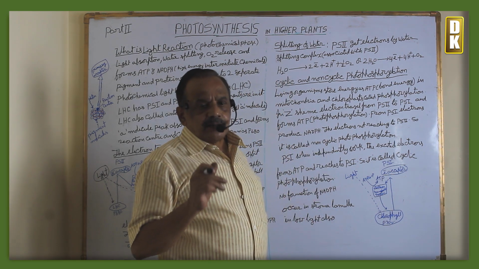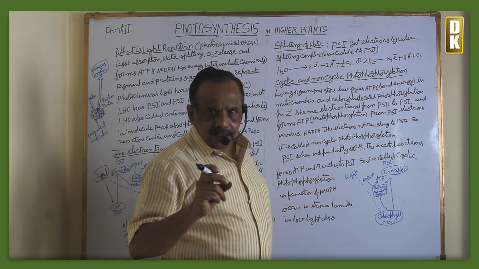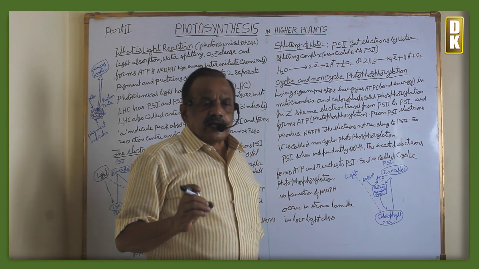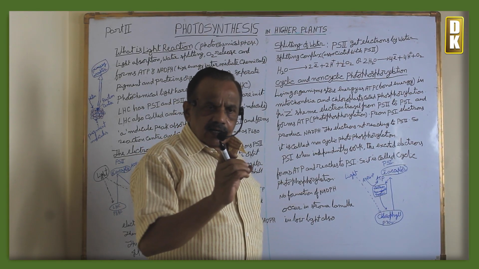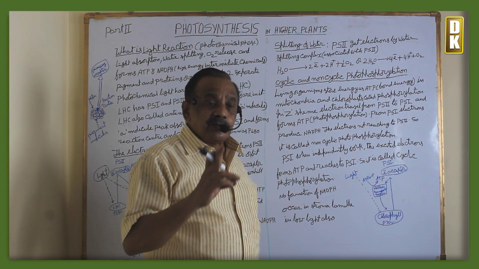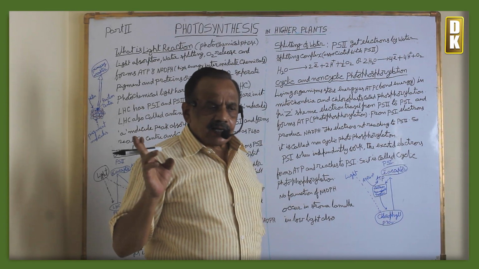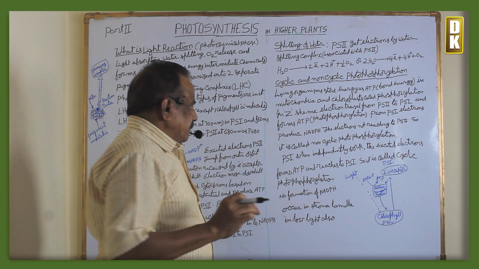Non-cyclic happens in the thylakoid, and the stroma lamellae also have chlorophyll and pigment molecules. It will do only the cyclic. Non-cyclic in the thylakoid, cyclic in the stroma lamellae.